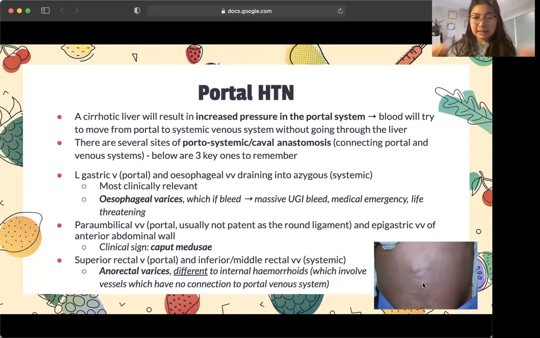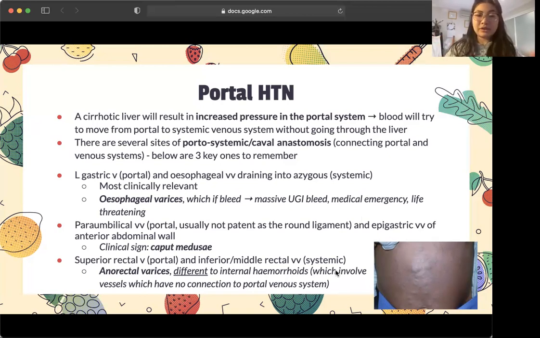Caput medusae, which is a sign that you've been taught to look for in clinical skills, is also an example of this. So the periumbilical and the epigastric veins of the anterior abdominal wall, and that's why it manifests in this way. Now, the superior rectal vein also anastomoses with the inferior and middle rectal veins, kind of in the same way that superior rectal artery from the IMA does, if you remember with the arteries. So veins, just flip that on its head. Same kind of situation though, arteries and veins.